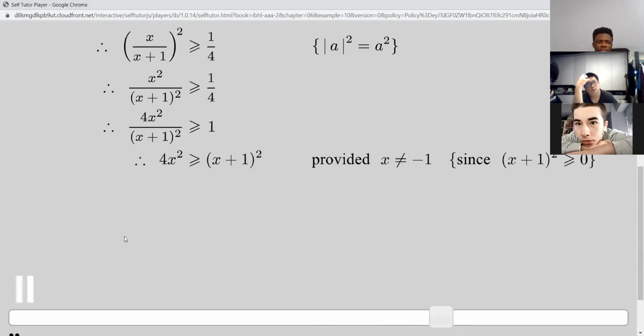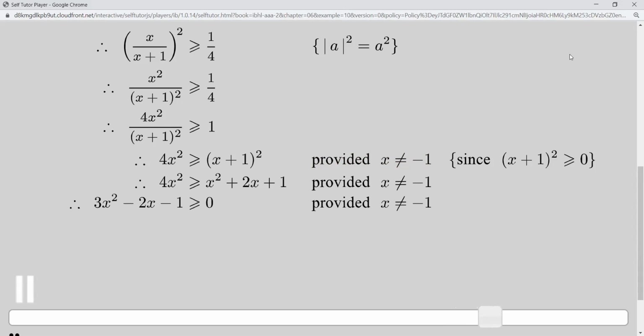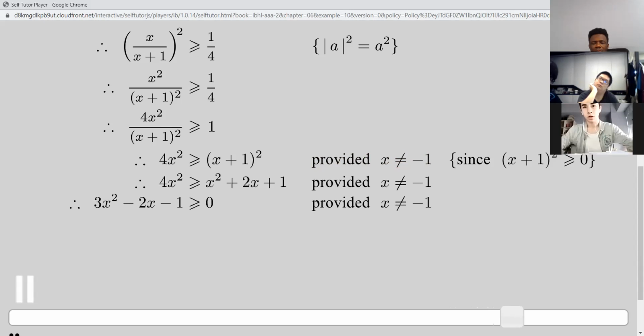However, since we no longer see the factor x plus 1 in the denominator, we keep track of the fact that x equals minus 1 cannot be a solution. If we let x be minus 1 in the original inequality, the left-hand side would be undefined. We can now expand the perfect square, then rearrange the inequality so all terms are on the left-hand side. We are left with a quadratic inequality. There are no common factors and no special form.